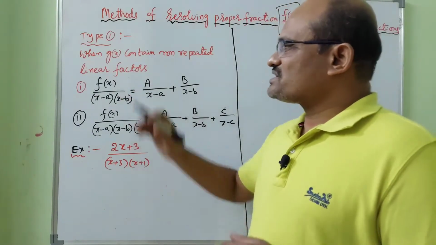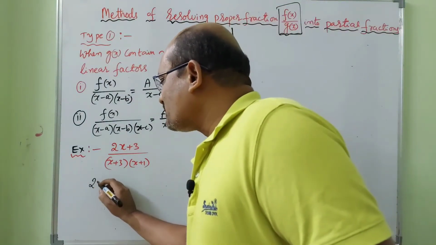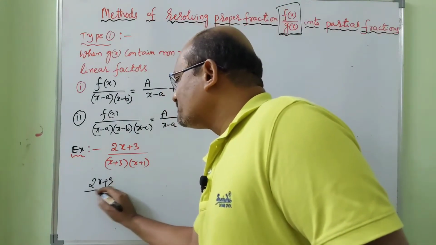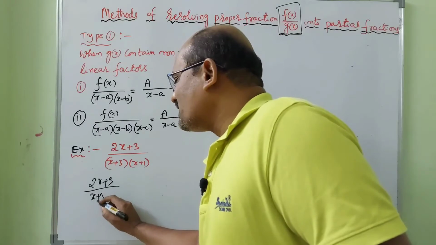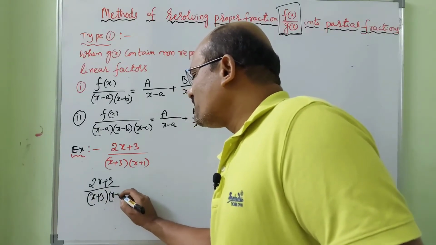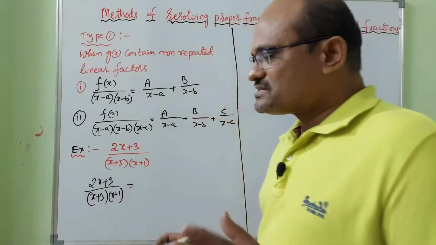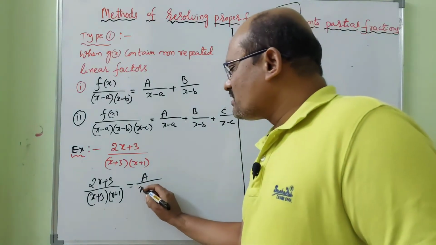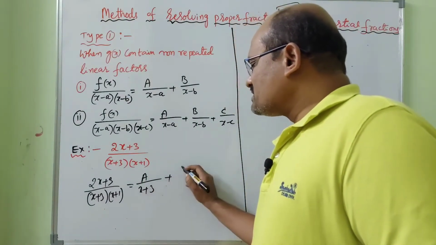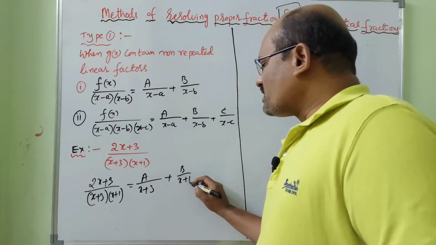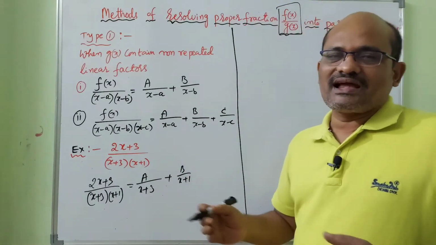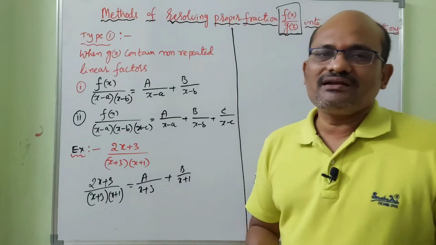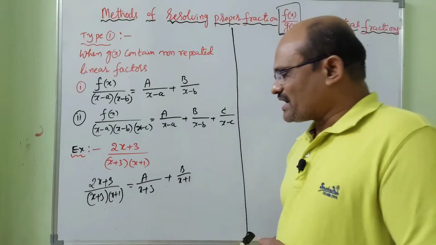How? By using the first one, I can write 2x plus 3 by x plus 3 into x plus 1 is equal to, take some non-zero constants, say A and B, A by x plus 3 plus B by x plus 1. Here what are the unknown values? A and B. If you find A and B, you will get the partial fractions.